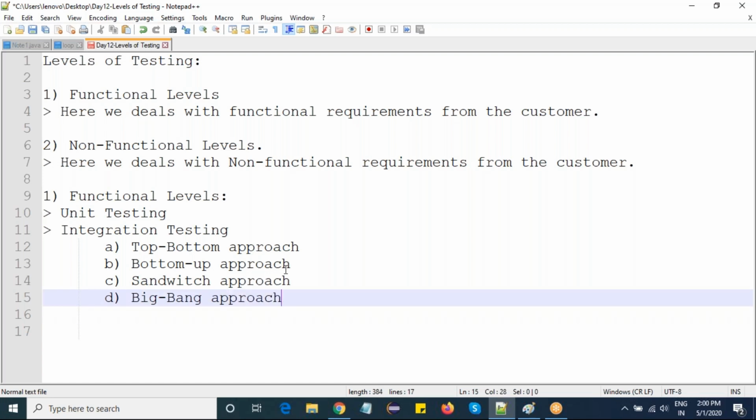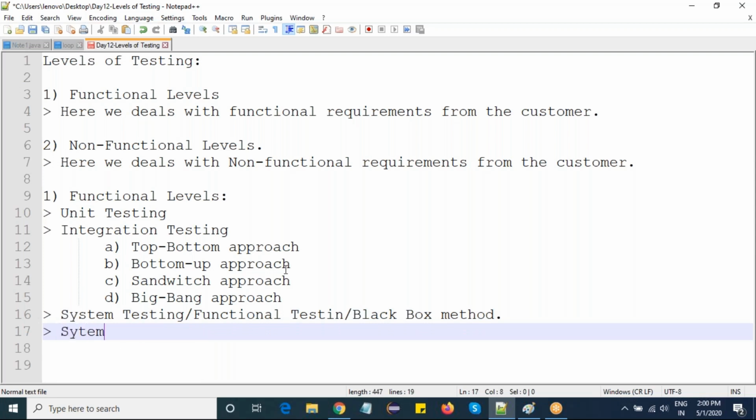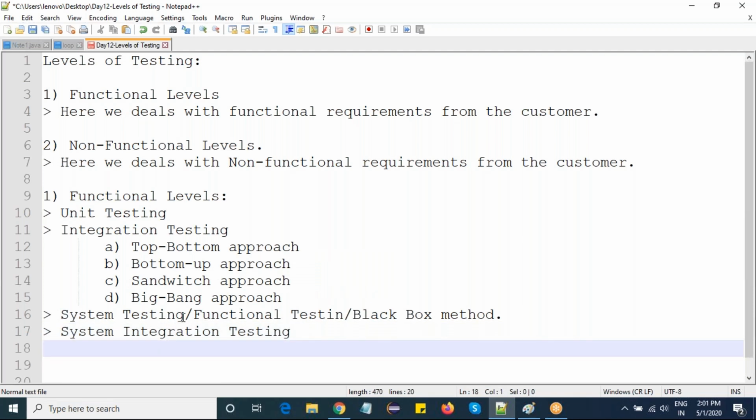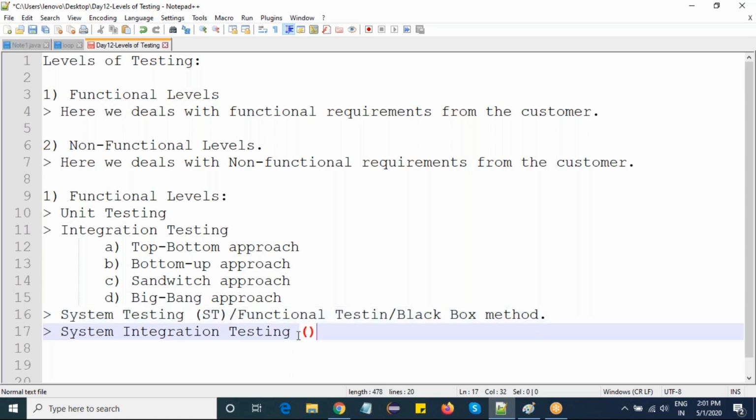The third type is system testing. Sometimes system testing is also known as functional testing, or sometimes we call it the black box method. Next is system integration testing. For short, we call it SIT.